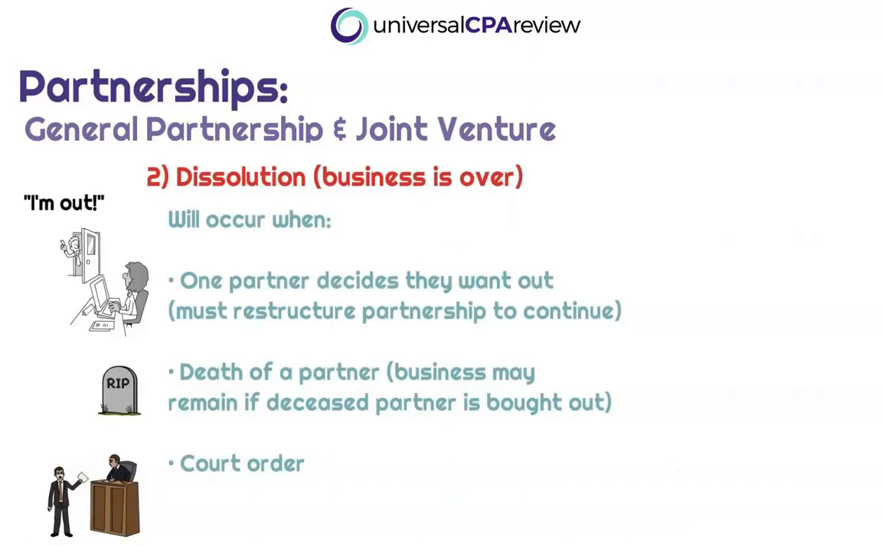This can occur when one partner decides they want out entirely, in which case they might need to restructure the partnership in order to continue. We're going to skip down to if there's a court order. If there's a court order for the business to dissolve, then it will dissolve.